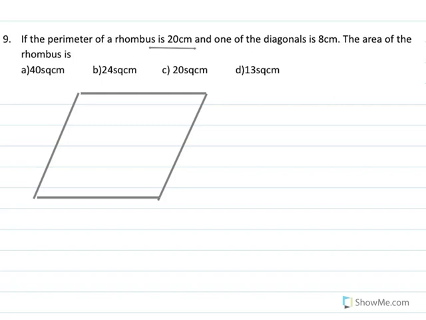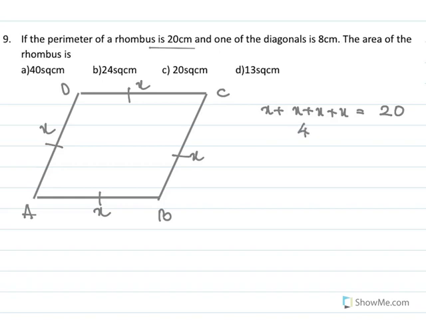If the perimeter of a rhombus is 20 centimeters. Now remember, this is a rhombus ABCD, and in a rhombus all the sides are equal. So we have x and x, x and x. So all these sides are equal. So we will do x plus x plus x plus x, there are 4x equal to 20 because perimeter is given 20. So 4x equal to 20, so x we have 5. So now we are going to write here, this is 5, 5, 5 and 5. This is one part of the sum.